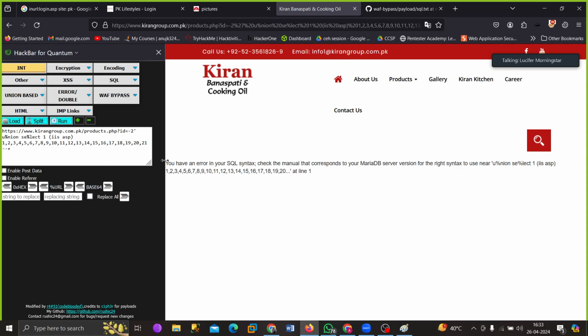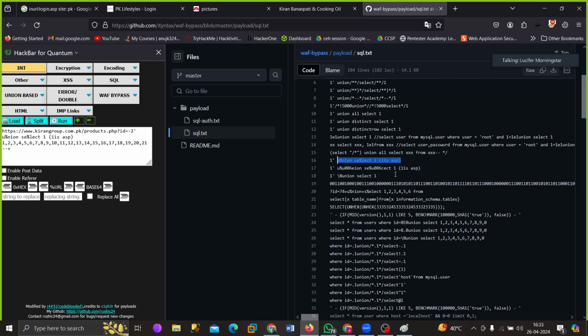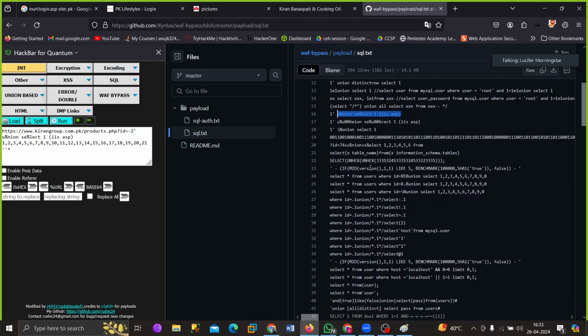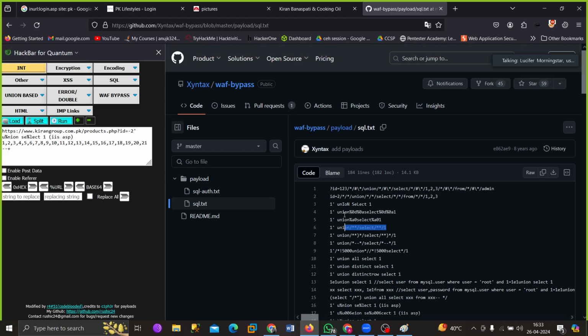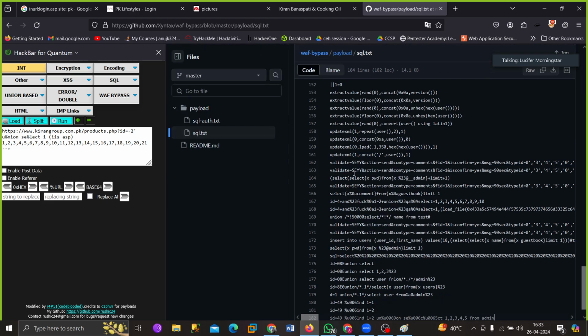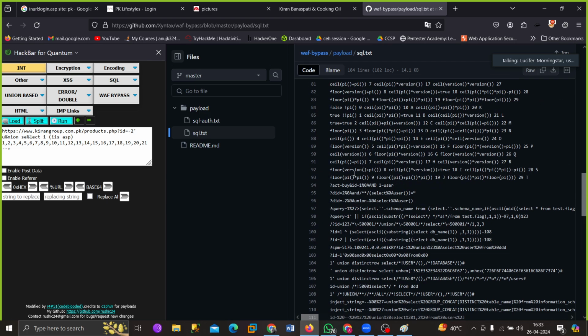When we simply put 1, 2, 3, up to 21, we get an error: you have an error in your SQL syntax, check your manual. There are a number of SQL payloads that we can use to bypass the WAF. That's what I'm doing right now, because on this website we have to check which one is working.